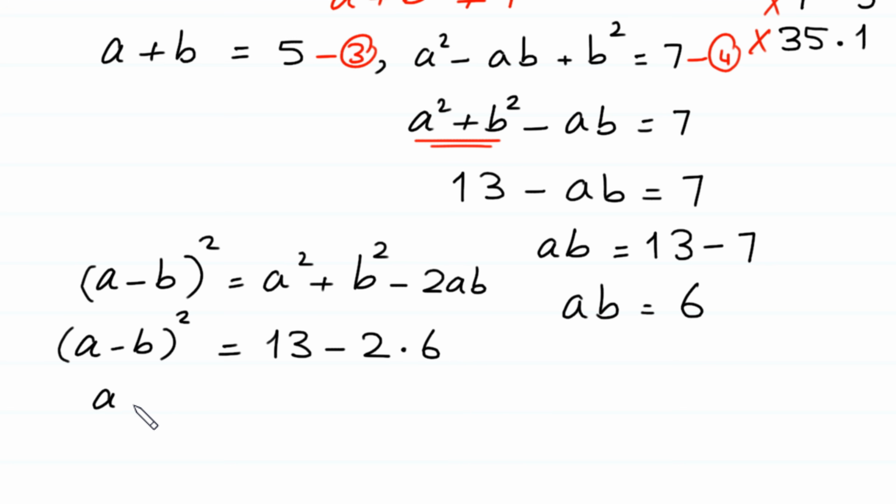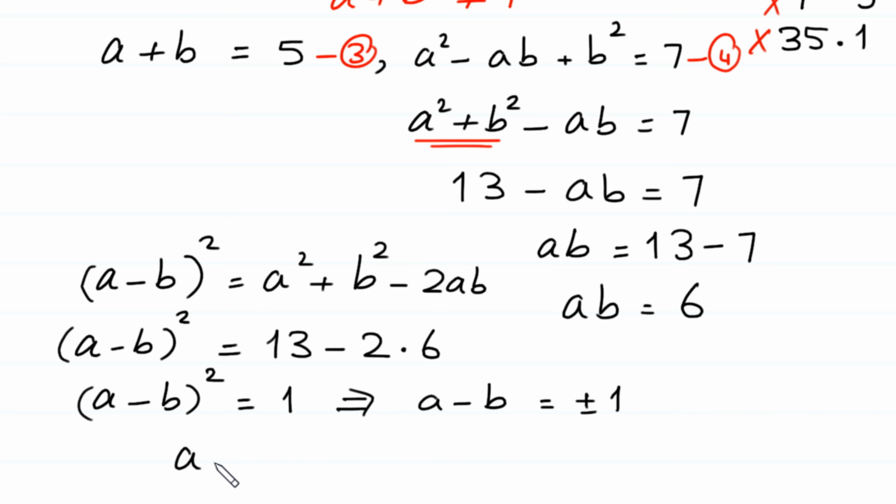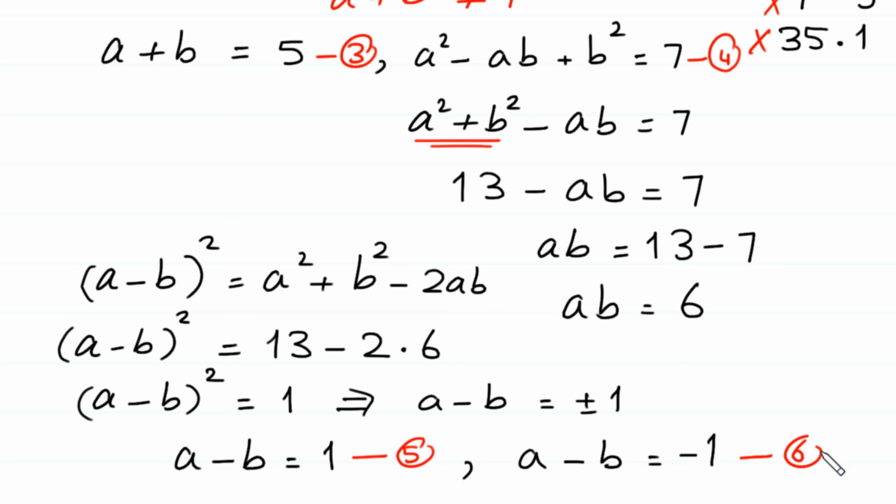Next, a minus b whole square is equal to 13 minus 12 is 1, and if we take a square root of both sides, then this implies a minus b is equal to plus minus 1. It means a minus b is equal to 1 and a minus b is equal to negative 1. We name this equation equation 5 and this equation equation 6.